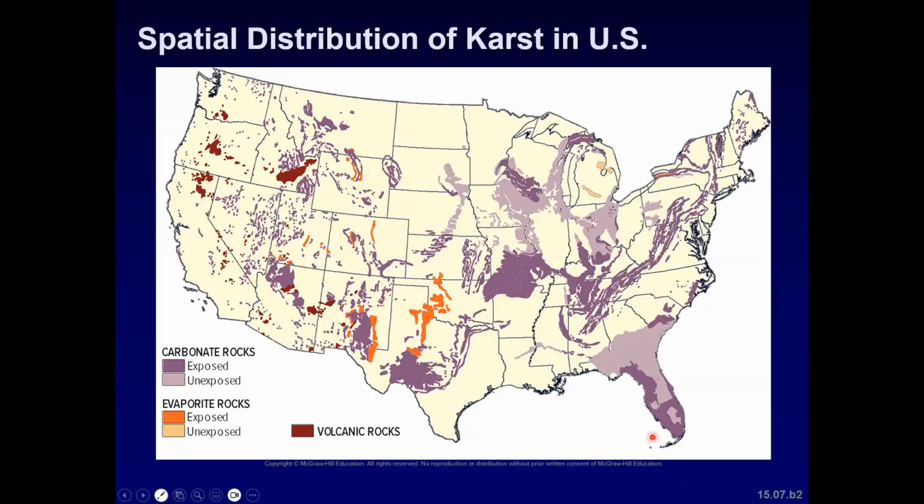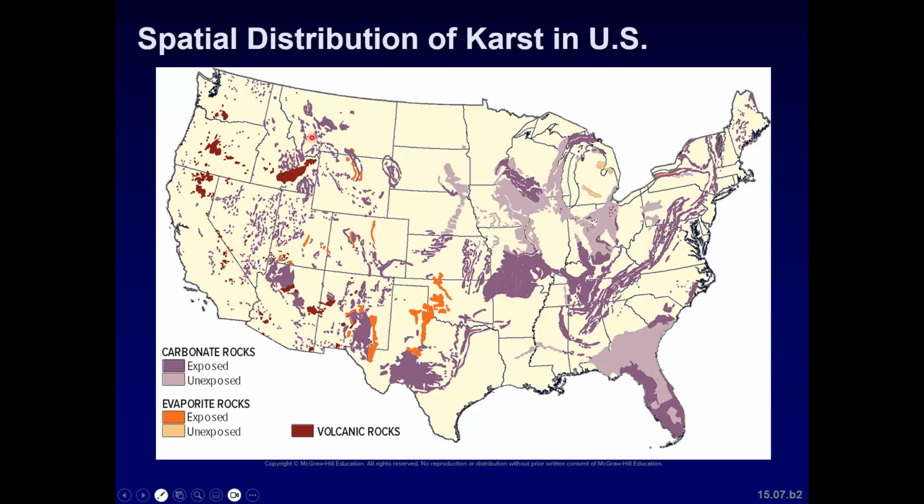Here's a spatial distribution of karst in the United States. I'm thinking, of course, about our region of Michigan. We have unexposed evaporite rocks. Some of them are exposed due to gypsum mining here. The tip of the thumb has evaporites. All right, and then karst around Alpena into the Upper Peninsula. You have exposed and unexposed.